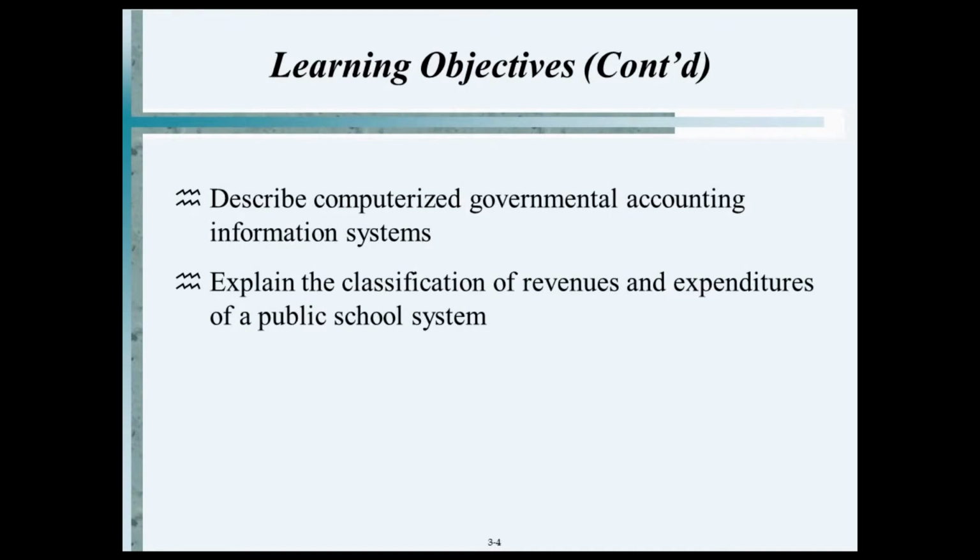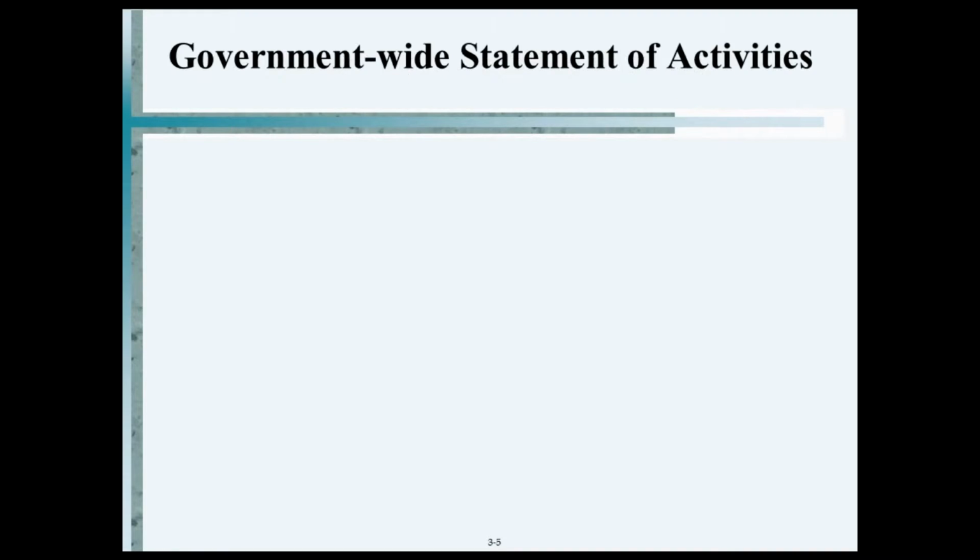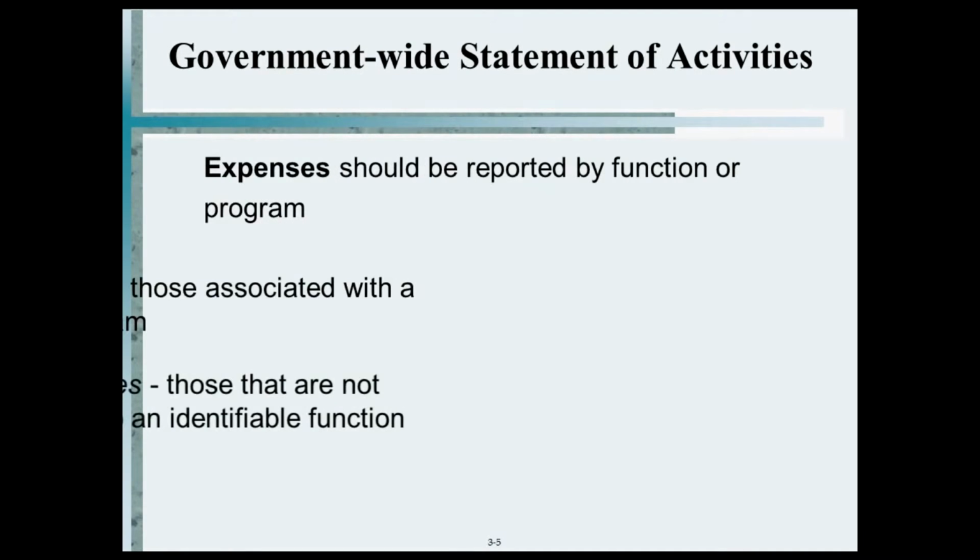And then we'll talk about what should be in a governmental accounting information system. And as far as the last item about public school systems, I think I'll skip that one because it's a very highly specialized area. If you want to look at it at the back, that's fine. But if we have time, we'll touch upon it. If not, I'll let you know as we get through this.